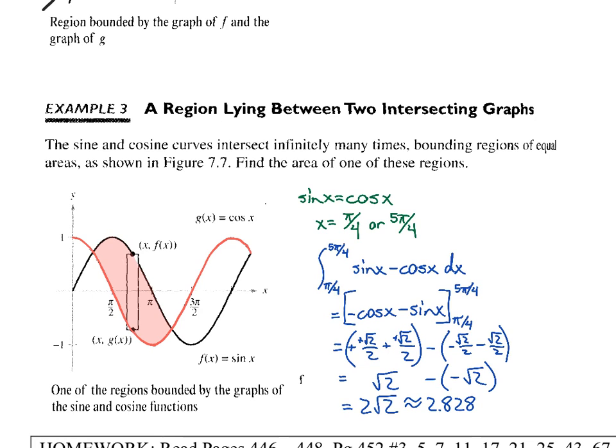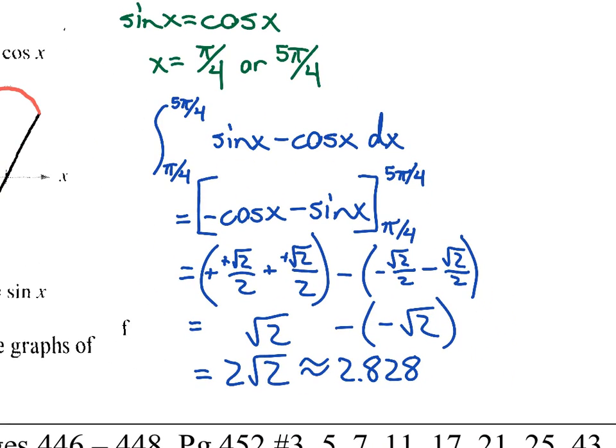I take the integral, and then I have to evaluate. So 5 pi over 4 is in the third quadrant, so both sine and cosine are negative, which gives us double negatives on both of these. And then at pi over 4, they're both positive. So minus a positive root 2 over 2, minus a positive root 2 over 2. So here, this comes out to 2 root 2 over 2, or just root 2, minus a negative 2 root 2 over 2, or just a negative root 2. Add those together, you get 2 root 2, which you can leave.